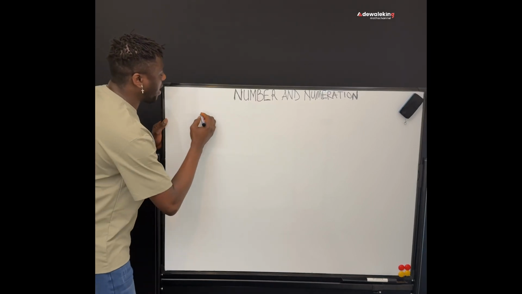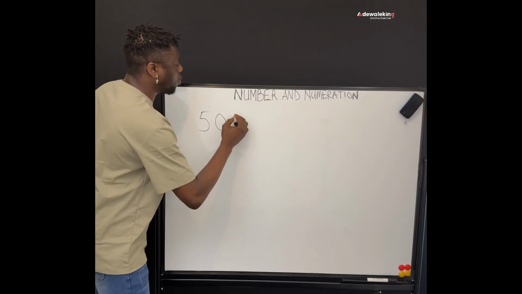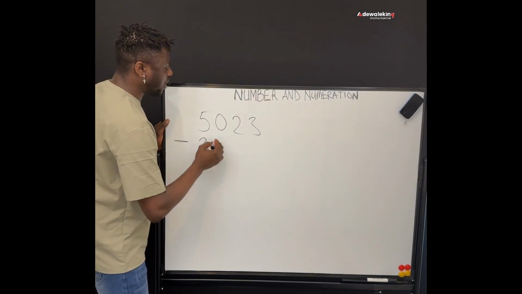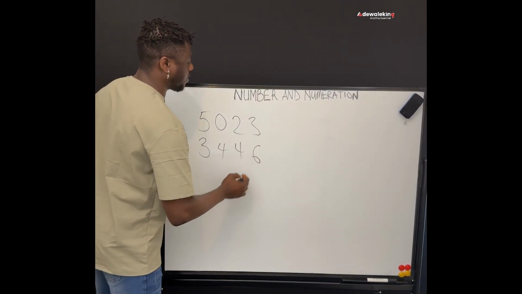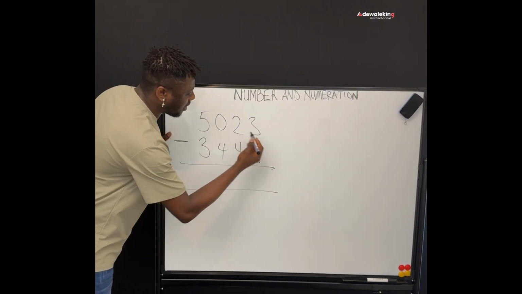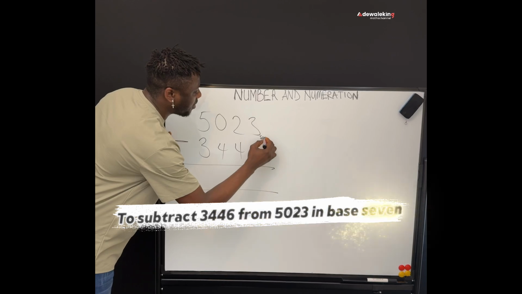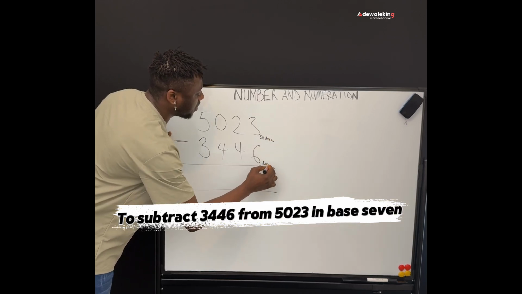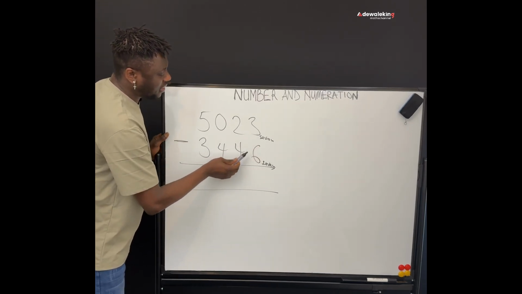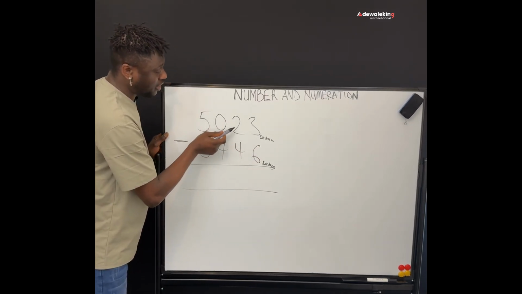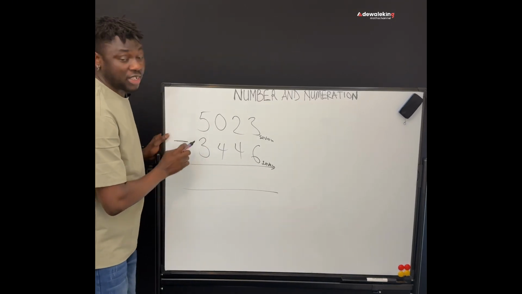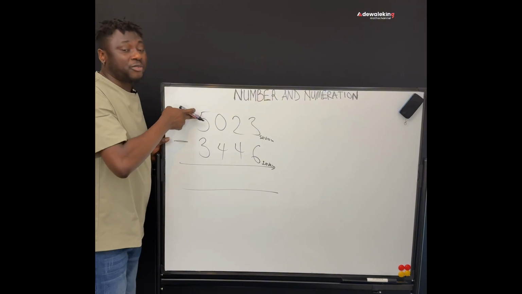Let's say we have 5023 minus 3446. Now, this number, let's say it is in base 7. Base 7. So we say that the number here is less than this number, the number here is less than this number, and the number here is lesser than this number. So it means we have to borrow 1 from 5.